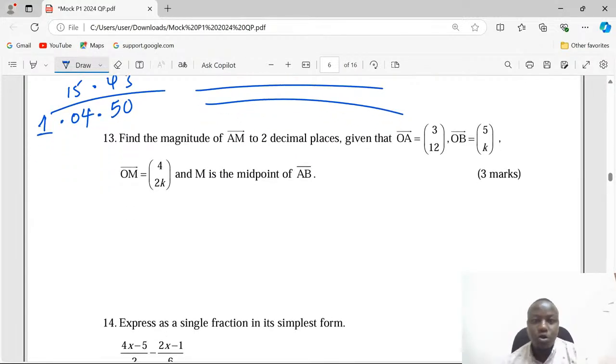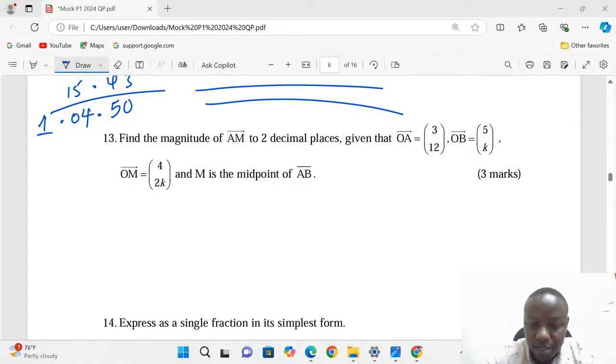Number 13 is on vectors, actually Vector 1, that is Form 2 work.